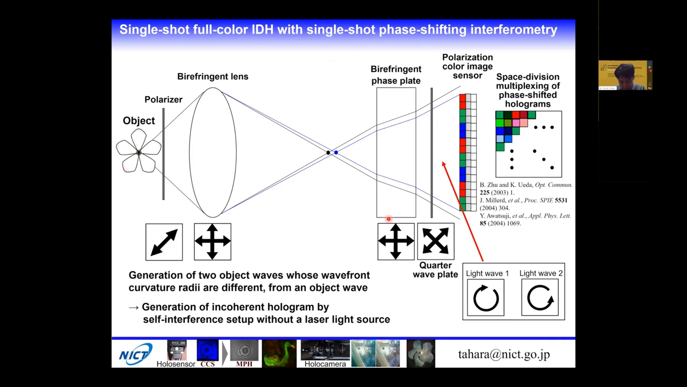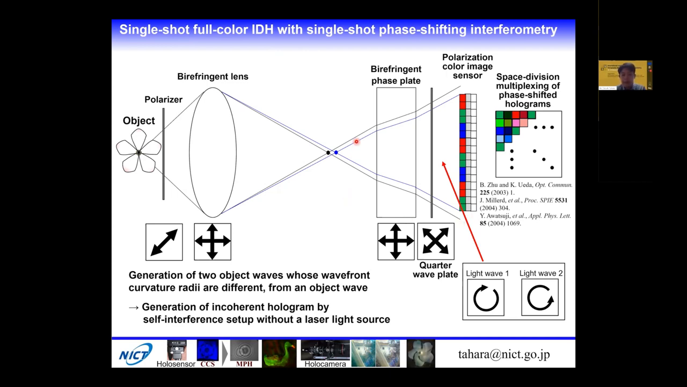So in our research group, we have applied single-shot phase-shifting interferometry to incoherent digital holography to capture holograms with a single-shot exposure, and a three-dimensional motion picture of the hologram of the object image can be obtained using single-shot phase-shifting interferometry.